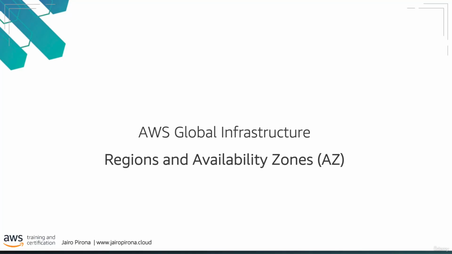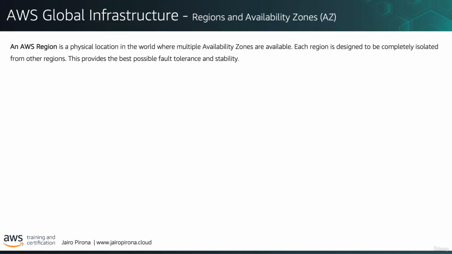Well, we have already seen previously how the global AWS infrastructure is composed. Let's break this information down a bit further, starting with the regions and availability zones. So, we already know that the AWS cloud infrastructure is made up of regions and availability zones. An AWS region is a physical location in the world where we have multiple availability zones. Within AWS, the regions are designed in such a way that they are completely isolated from each other.